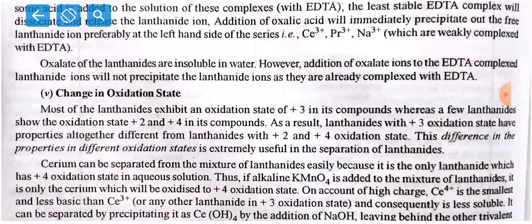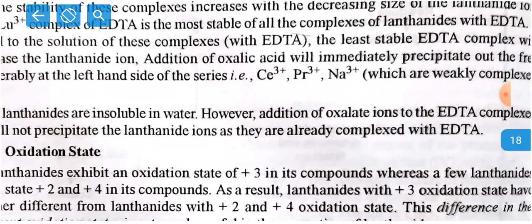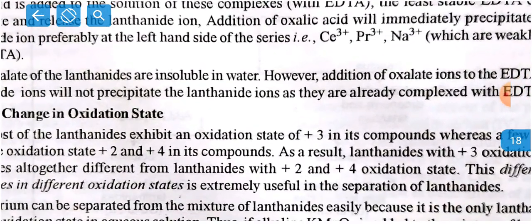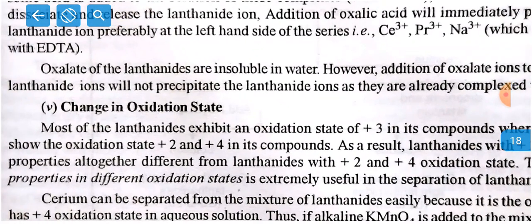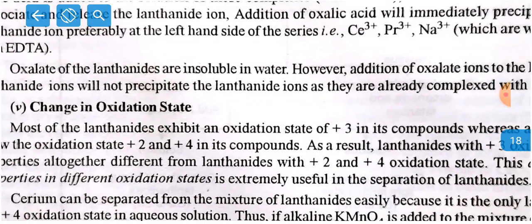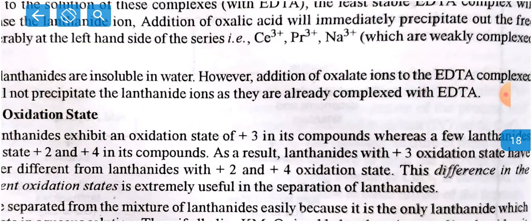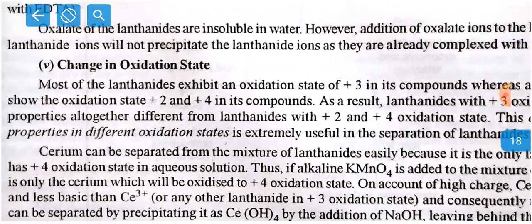Oxalates of the lanthanoids are insoluble in water. However, addition of oxalate ion to the EDTA complexed lanthanoid ions will not precipitate the lanthanoid ions as they are already complexed with EDTA.